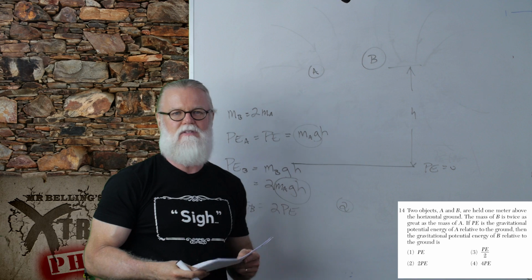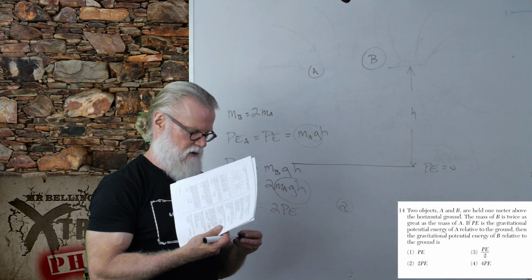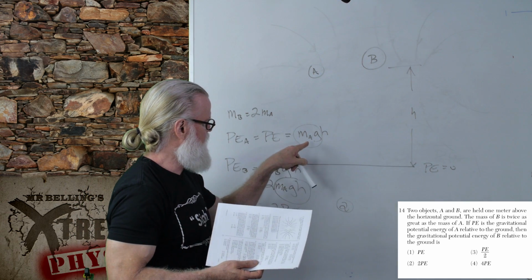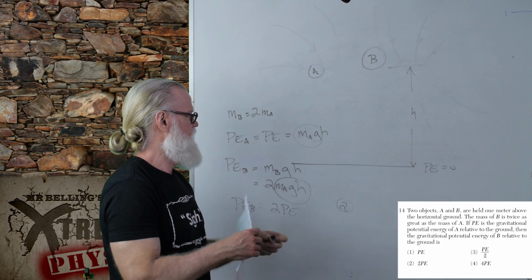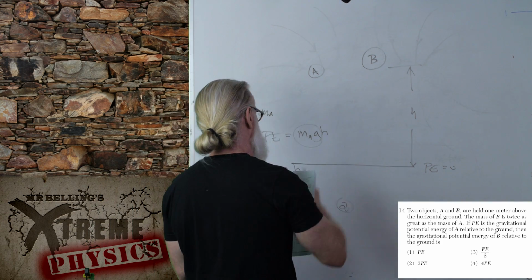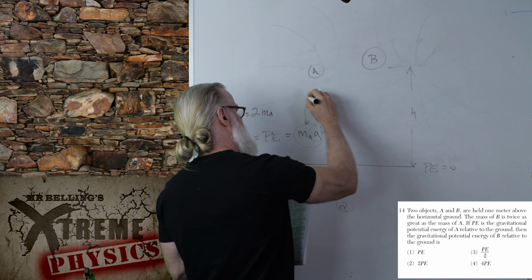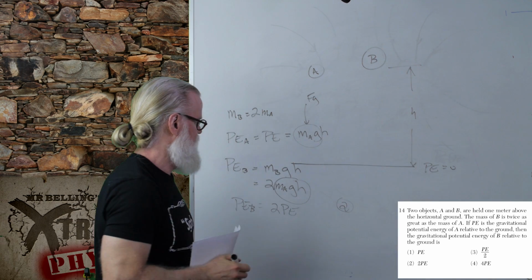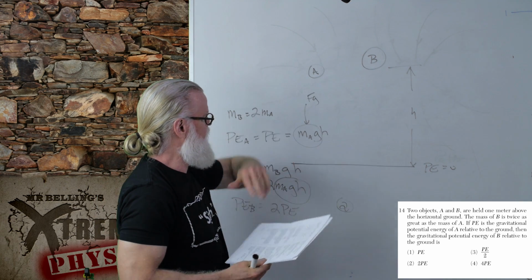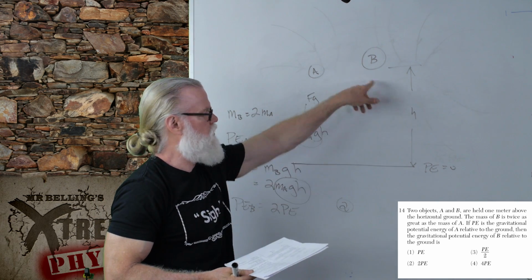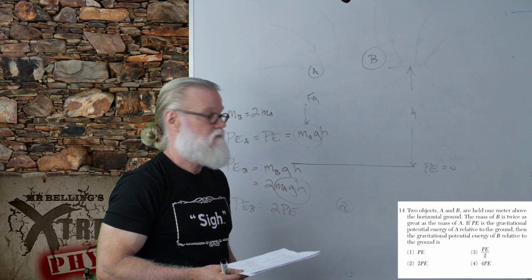Don't make that mistake where they give you the weight and you treat it as mass and multiply by g. mg is an object's weight, right? Fg is mg. So for a given height, the gravitational potential energy is proportional to the weight.